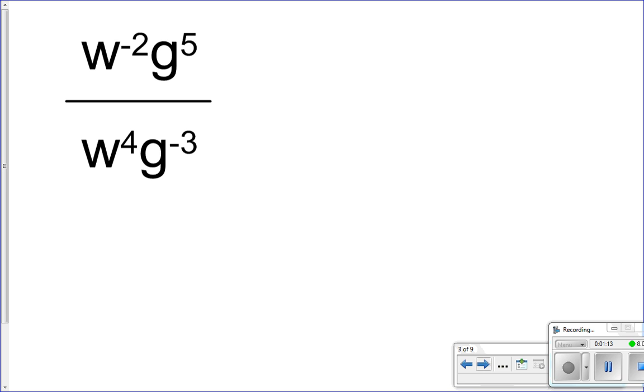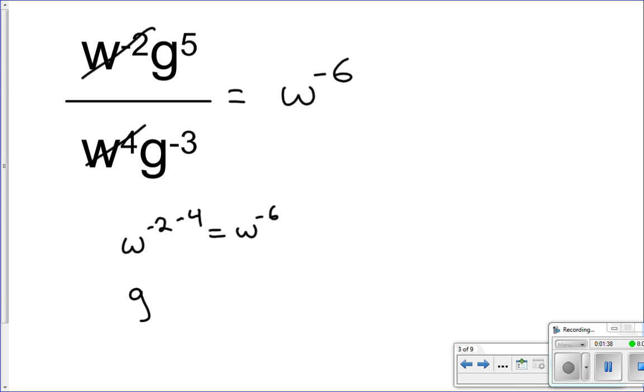So let's look at this one. And remember, order matters when we're doing division. So when we subtract, we have to always take the numerator minus the denominator. So in this problem, I have w to the negative 2nd minus 4, which equals w to the negative 6. And then I do g to the 5th minus negative 3.